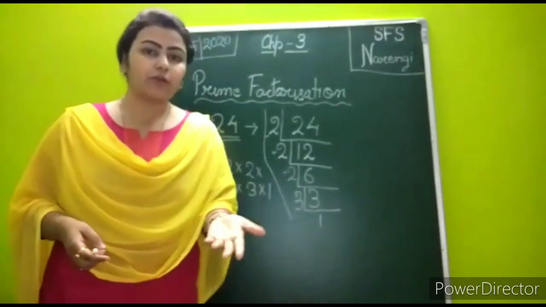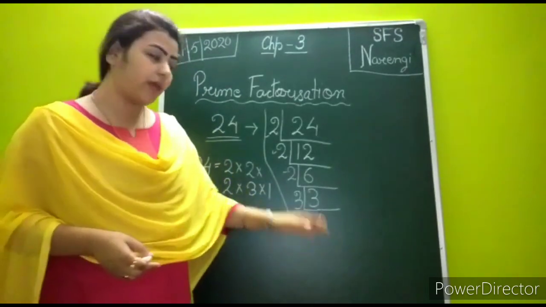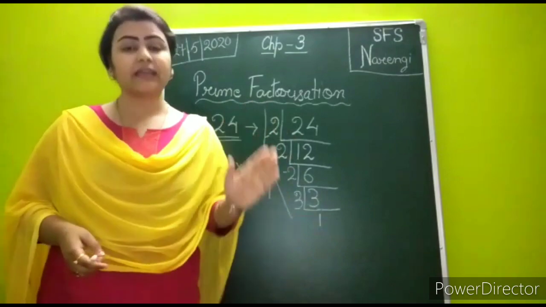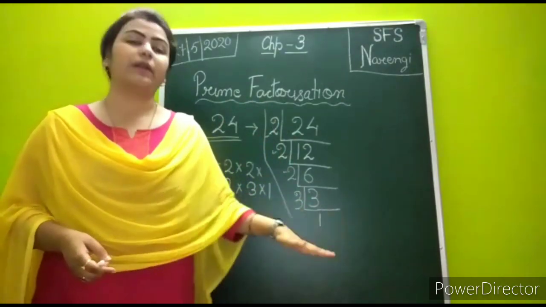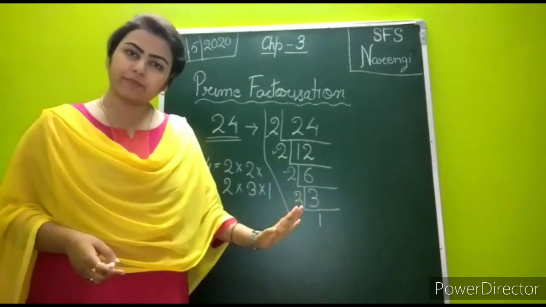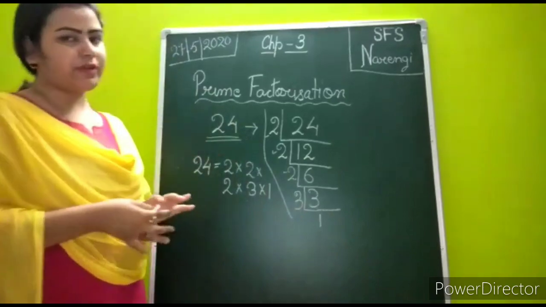Now till what time are you going to divide? Till you get 1. Okay? You are going to keep dividing till you get 1. Till you reach the point 1. Right? Okay? I hope this is clear. We will do one more example.